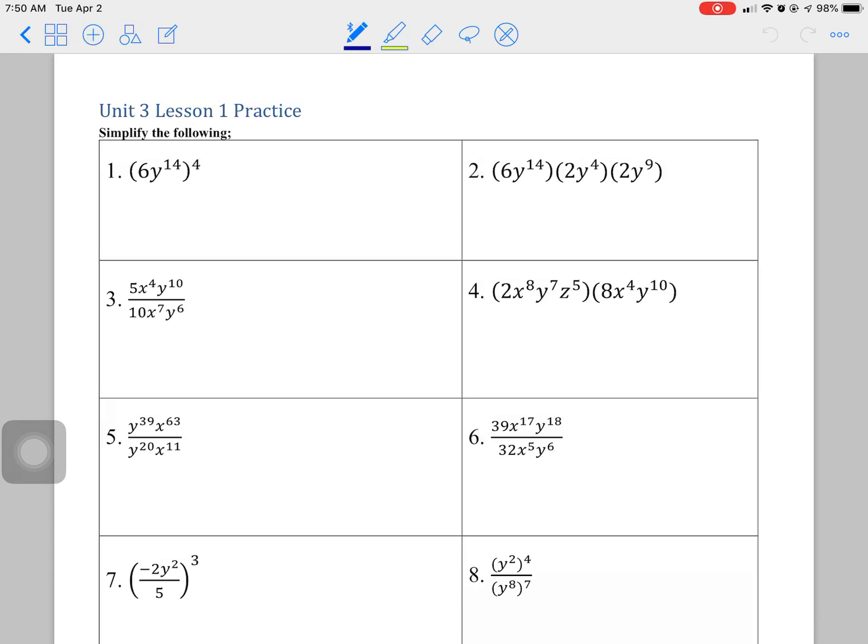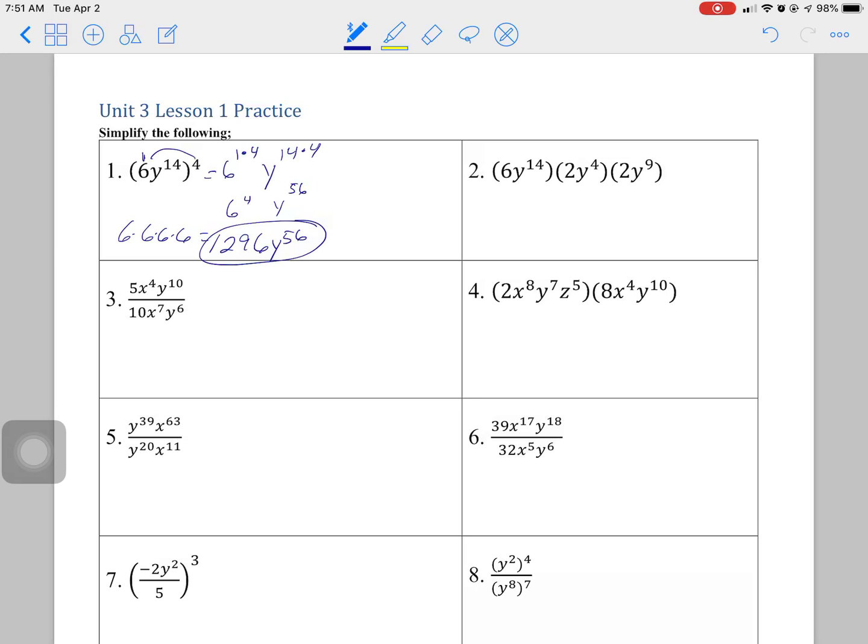All right, so this is the same as 1 up here. So 6 to the 1 times 4, y to the 14 times 4, 6 to the 4th, y to the 14 times 4 is 56. Sorry. And then 6 times 6 times 6 times 6 is 1,296, y to the 56th power. Okay.